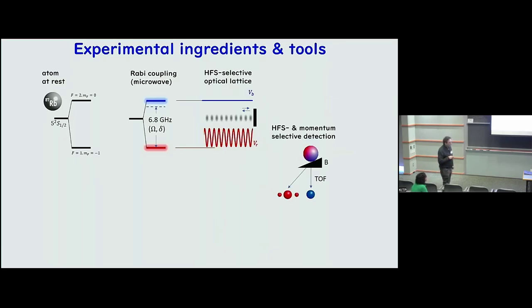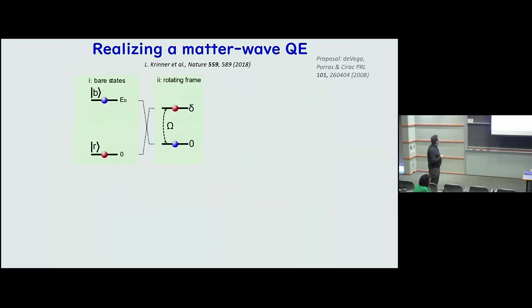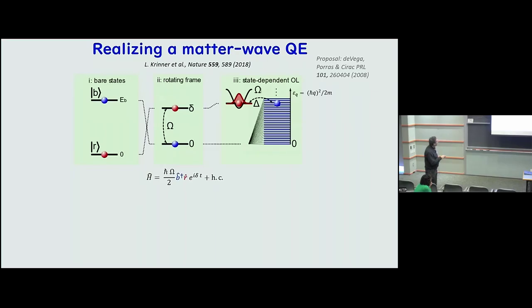Okay, so we did this a few years ago for the first time. So here's the Hamiltonian. If you just couple, you get the Rabi coupling. Now you put one of the states into a well, and then you have a whole range of kinetic momentum states that are available for the other state that you can couple to resonantly. And if you write down the Hamiltonian, it looks like this.